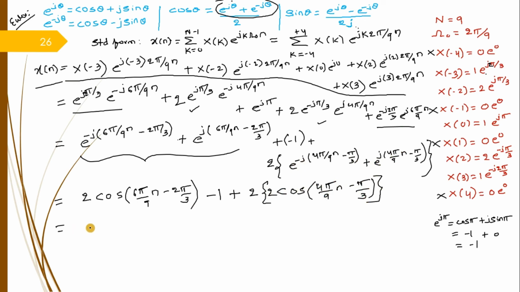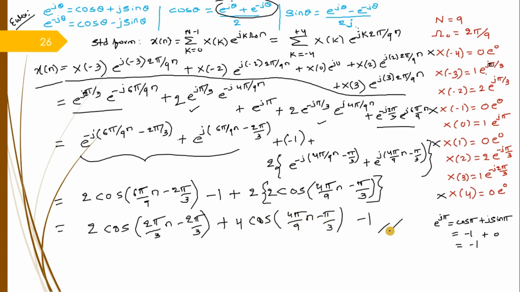So the last answer I'll write: 2 cos, 3 2s are 2 pi by 3. Here also 2 pi by 3 n minus 2 pi by 3 plus 2 2s are 4 cos of 4 pi by 9 n minus pi by 3. This minus 1 I'll write here. So that completes your problem.